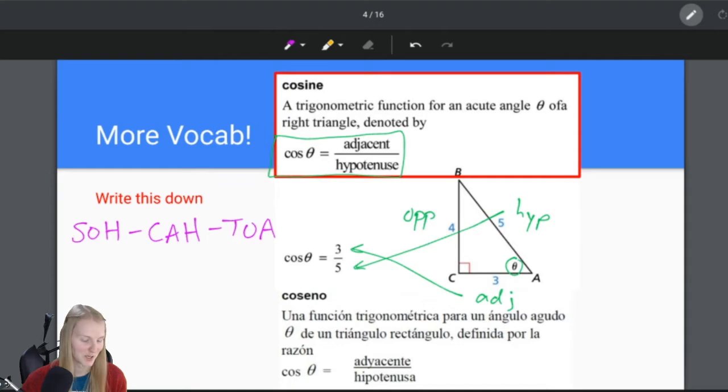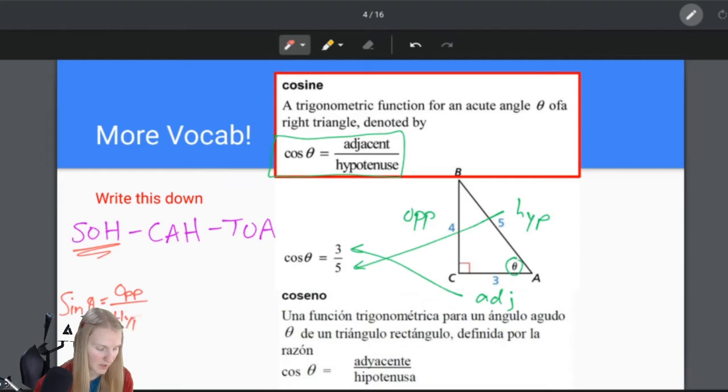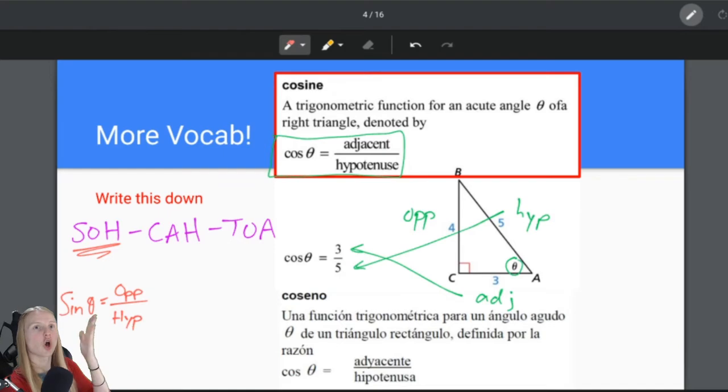SOH-CAH-TOA. And what this means is, we'll go back to another color now. The SOH part of it means sine is opposite over hypotenuse. See that? See the SOH and the S and the O and the H there? So that's where the SOH comes from.